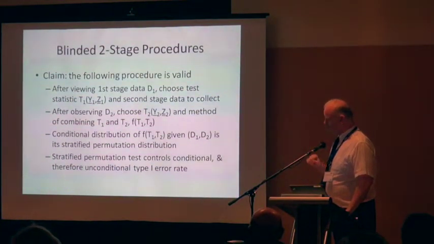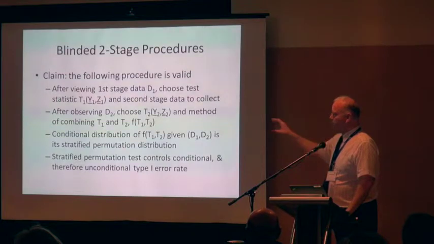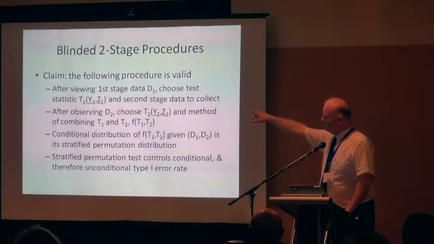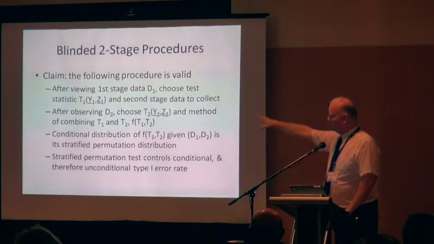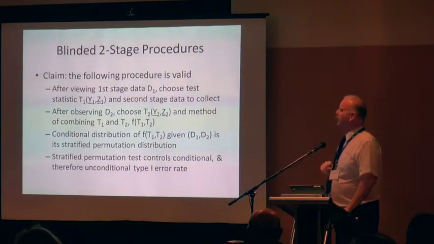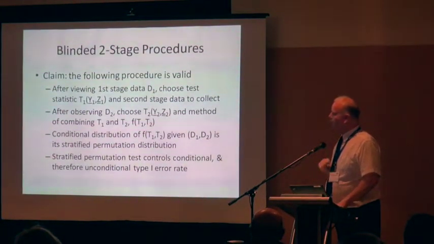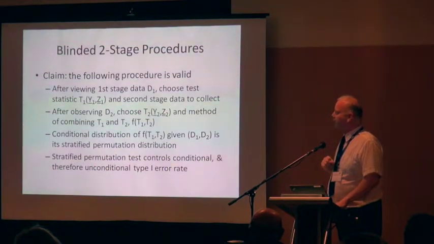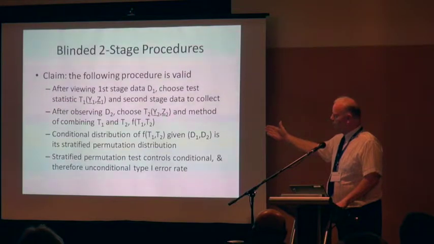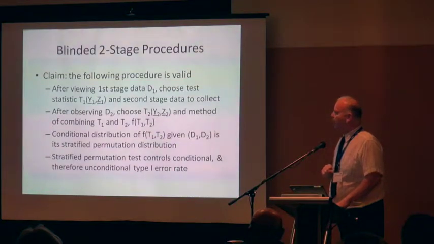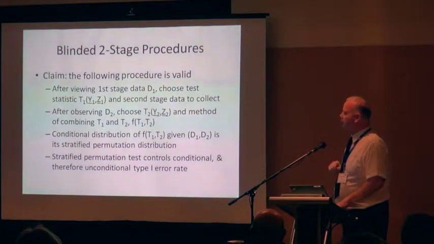You could actually look at the first stage data, then decide what test statistic you're going to use. Remember, you don't have the treatment labels, and by first stage data, I really mean the Ys. So you look at the first stage Ys and you decide what test statistic to use. You could say, I'm going to do a t-test, or I'm going to do a Wilcoxon test. And you also decide how much data to collect in the second stage. Then, after observing the second stage data, you decide what test statistic you're going to use on the second stage and the method of combining those two test statistics.